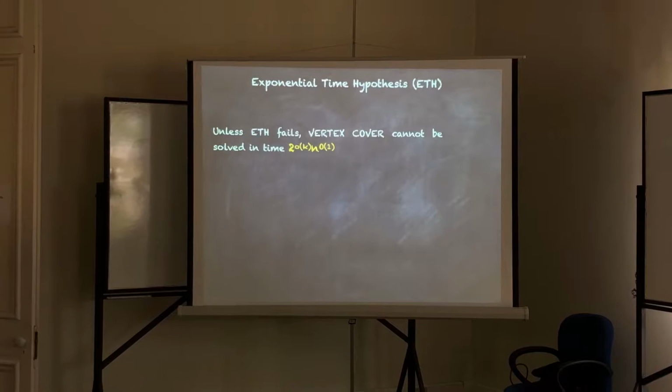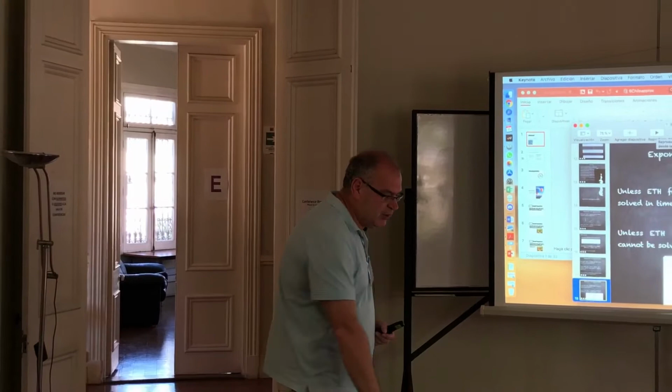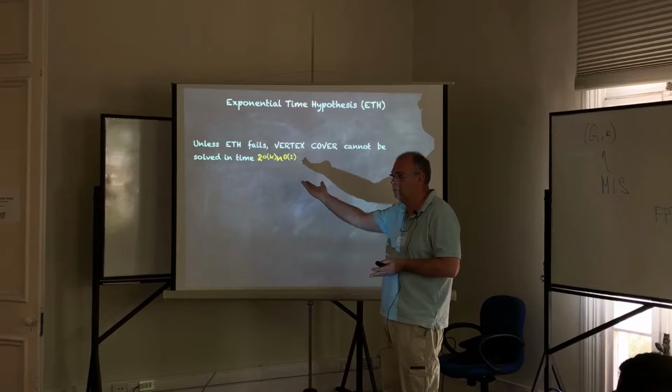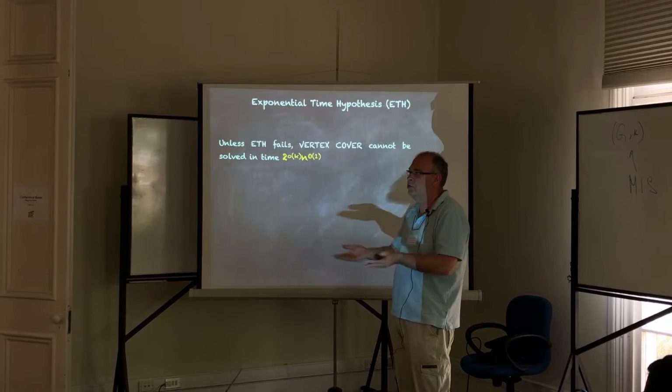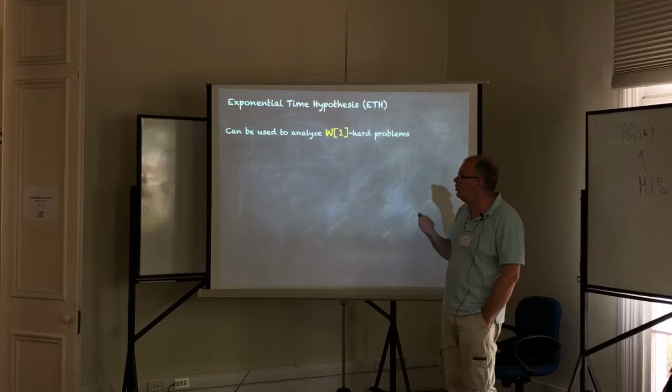You still get something. If your reduction, for example, is quadratic, the only thing you can show is that there's no 2 to the o of square root of k algorithm. If you have cubic, the only thing you show is that there's no 2 to the small o of cubic root of k algorithm.